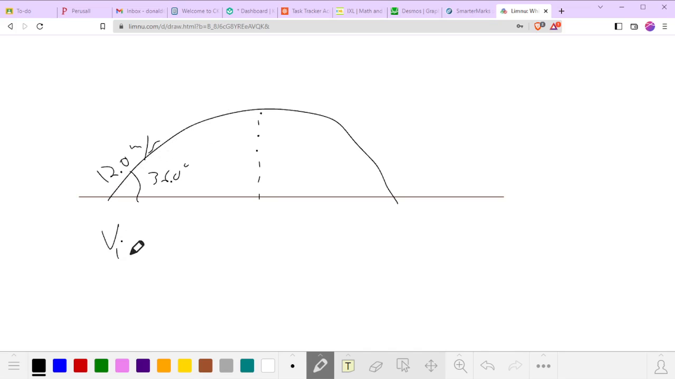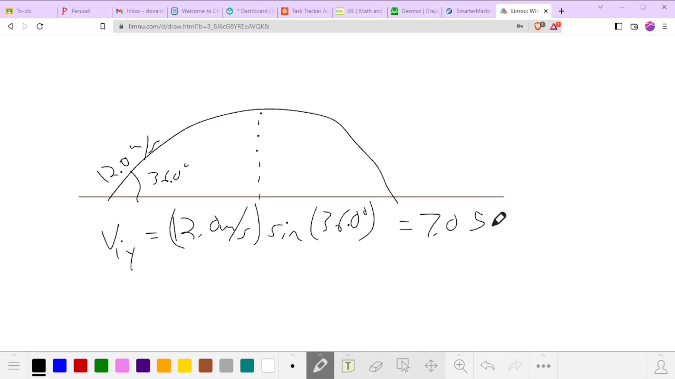So vertically, Viy, our initial speed, is 12.0 meters per second times the sine of 36 degrees. So 12 times the sine of 36 is 7.05342330. So that's how many meters per second we have.